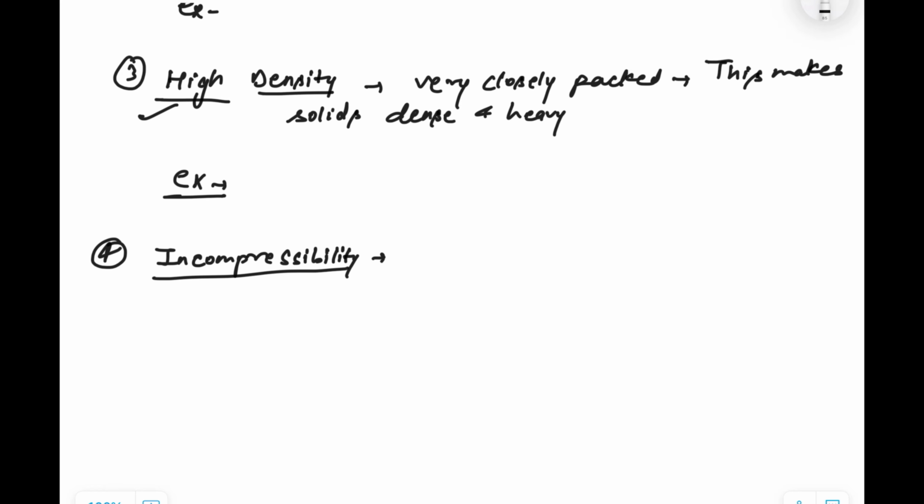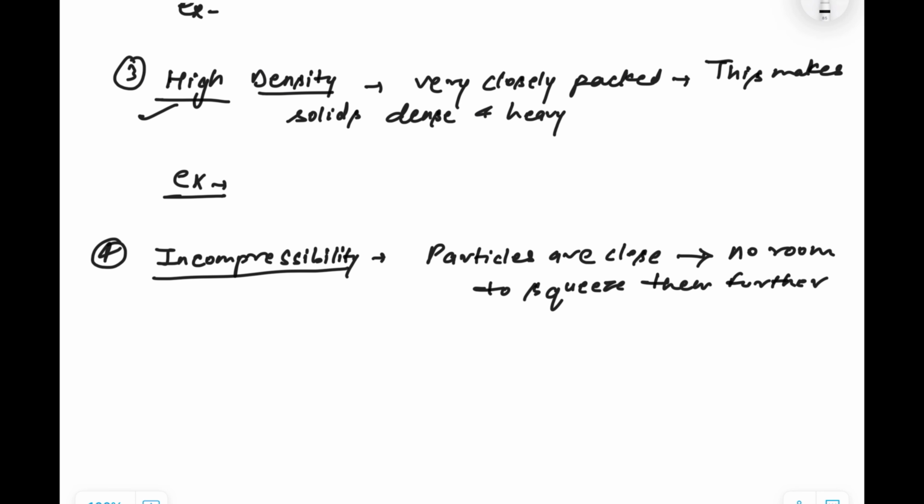The fourth property of solids is incompressibility. Solids cannot be compressed easily. Since particles are already very close, there is no room to squeeze them further. Think about a wooden block. We cannot compress it, or a metal spoon, by hand because of their incompressibility.